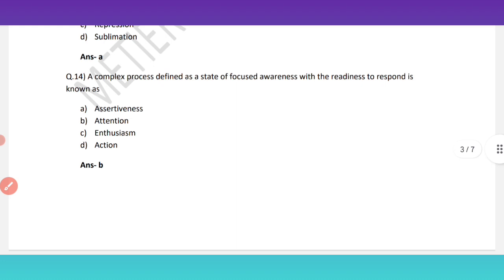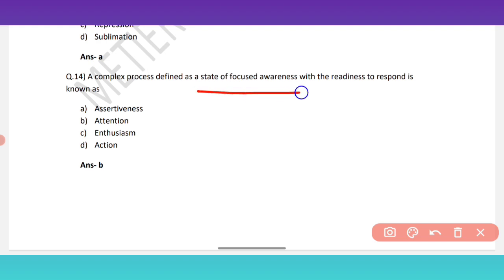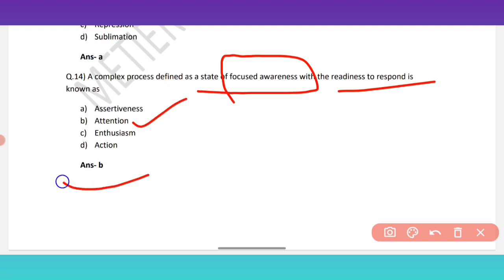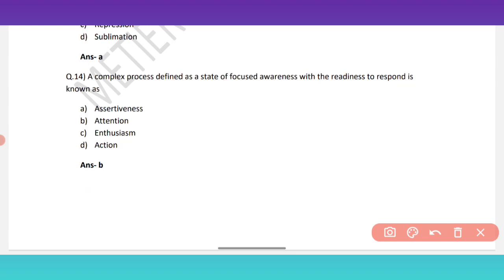The next question is, a complex process defined as a state of focused awareness with the readiness to respond is known as. It is a direct question. It is a definition, guys, actually. First keyword is focused awareness, state of focused awareness. Second keyword is readiness to respond immediately. If these two keywords are there, it is the definition of what? Attention. So option B is the right one.